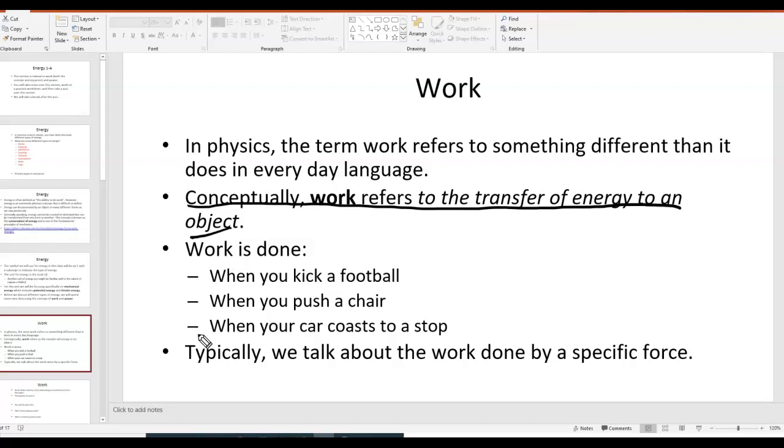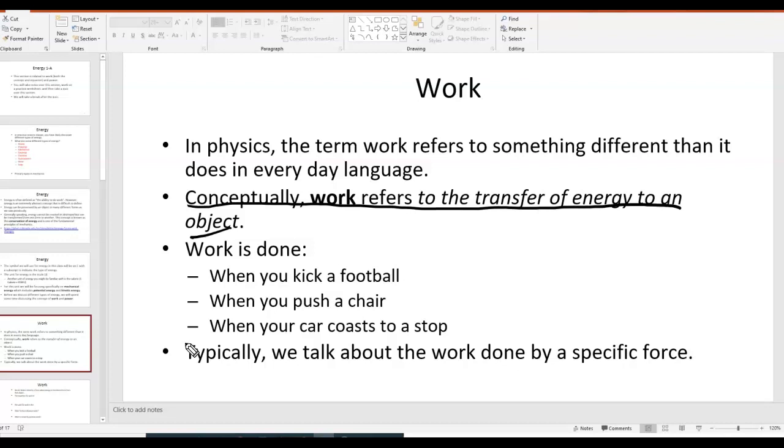So you need to know the concept of work. Work refers to the transfer of energy to an object. For example, when I kick a football, I transfer energy to the football. It goes from my body to the football. I would say that I do work on the football, because the football gains energy from me. Energy was transferred from my body to the football. Now, where did I get my energy from? From the chemical energy in the food that I eat in the morning.